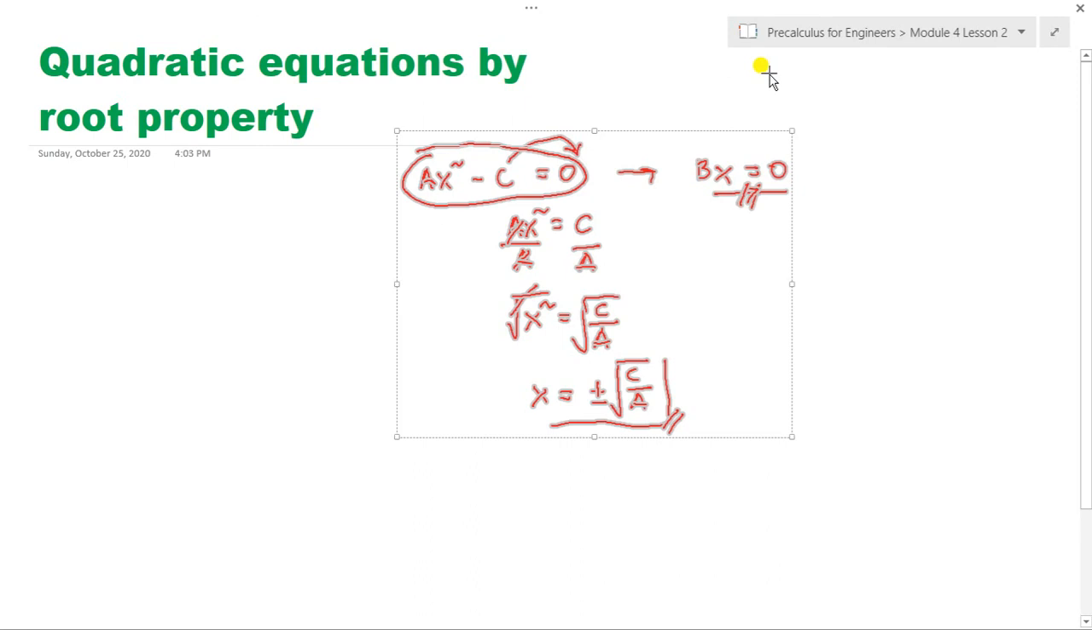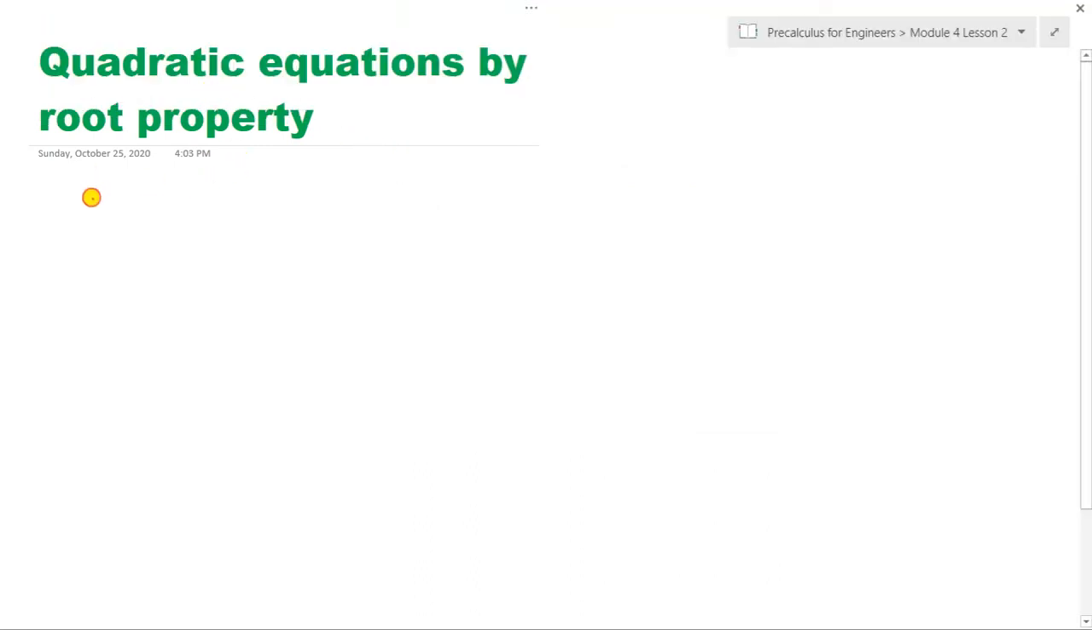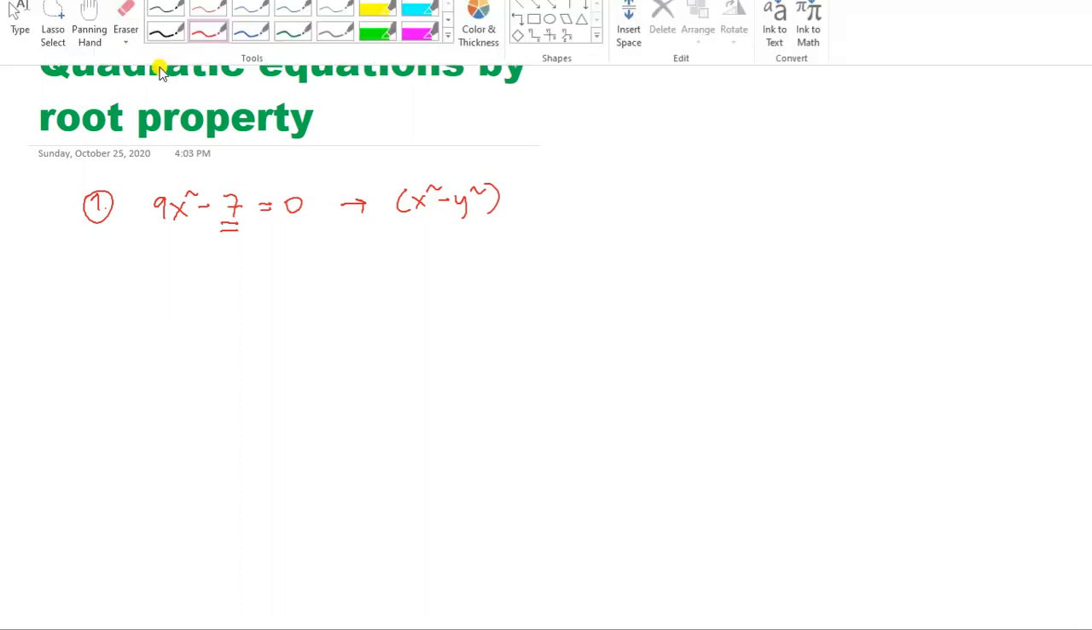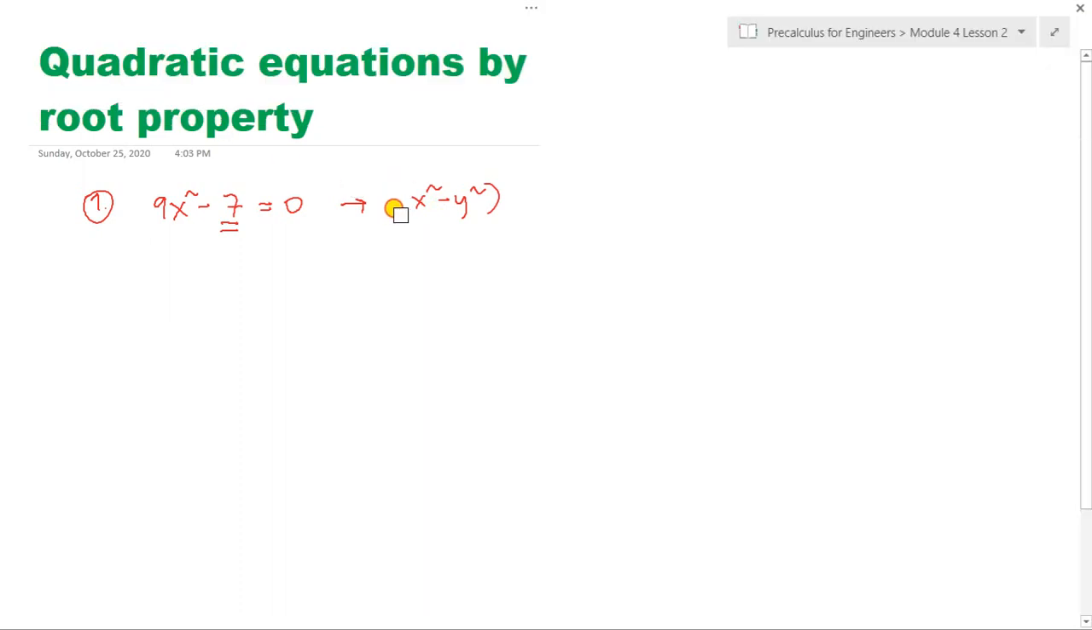So let's try. We have here our first example. The first one is 9x squared minus 7 is equal to 0. Here we cannot factor this, although this is of the form x squared minus y squared, but 7, the last term, is not a perfect square. Therefore we cannot apply directly factoring by difference of two squares. So the best way to solve this is by using the root property method.